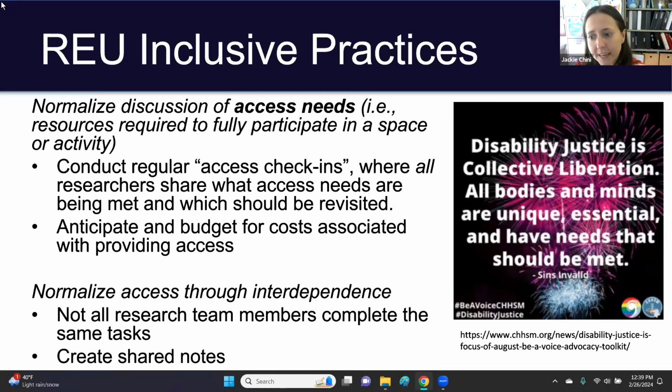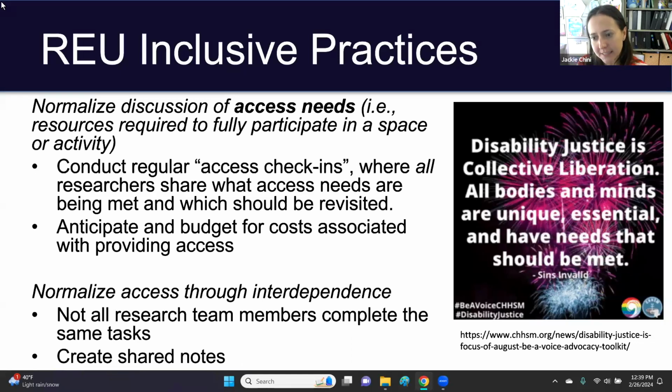So on the right-hand side of the screen, I have a quote from Sins Invalid, which is a disability justice centered group that has some really great resources. And there's an advocacy kit linked there. And this quote says, "Disability justice is collective liberation. All bodies and minds are unique, essential, and have needs that should be met."